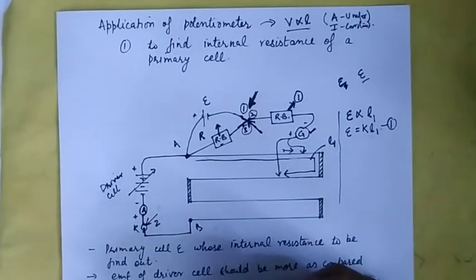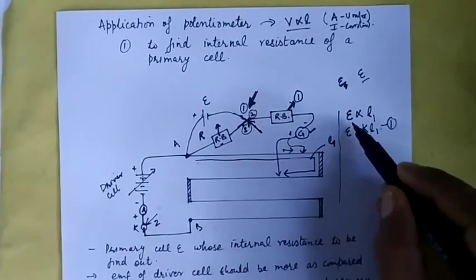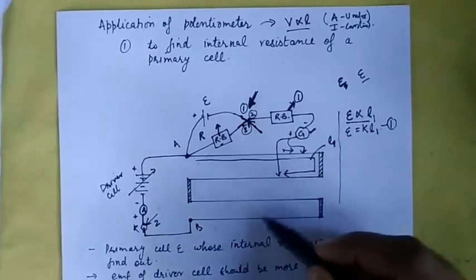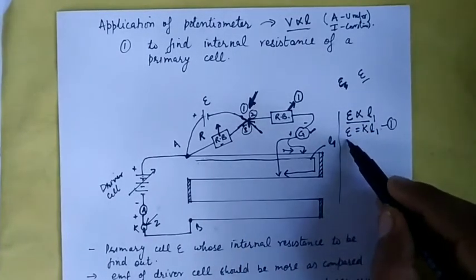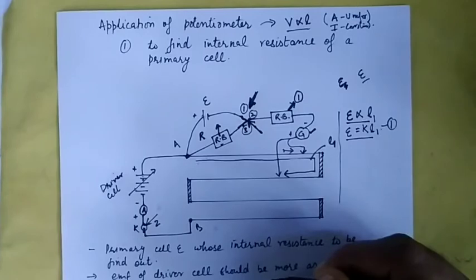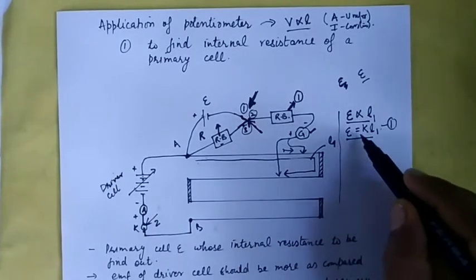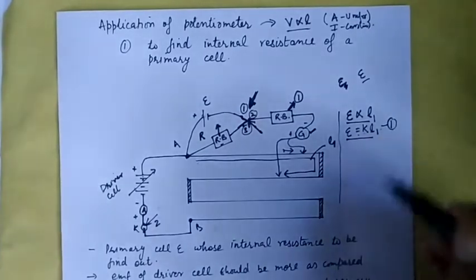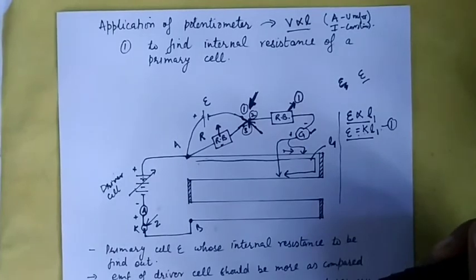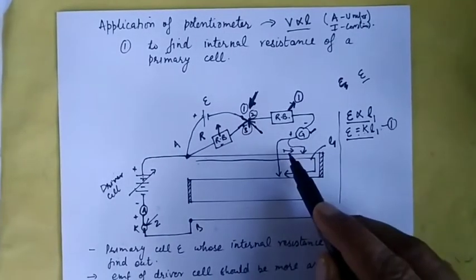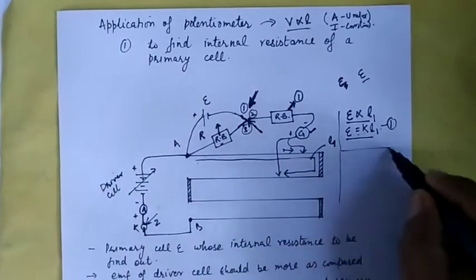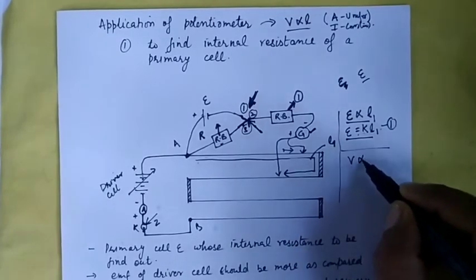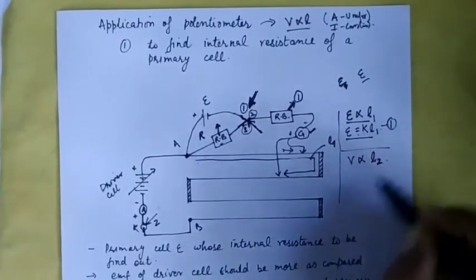This length is L1, so E is directly proportional to L1. Removing this proportionality by introducing the constant K, E becomes E equals K L1. I consider this as the first equation. So this length is L2. Here V is directly proportional to L2.